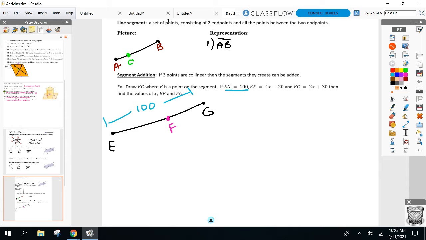How long is EF? 4x minus 20. So EF, 4x minus 20, that's the length of EF. And FG has a length of 2x plus 30. It's a three-part question. Find x, find the length of EF, and find the length of FG.